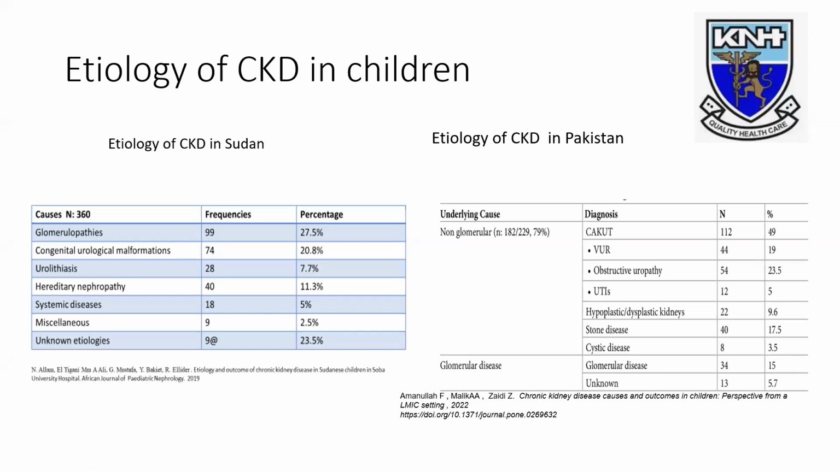You can also have hypoplastic dysplastic kidney disease, where they have this percentage, and stone disease, cystic disease, and also glomerular disease, where you find these numbers. So the etiology might vary depending on the region, how well people were able to be screened, and also on other comorbidities.